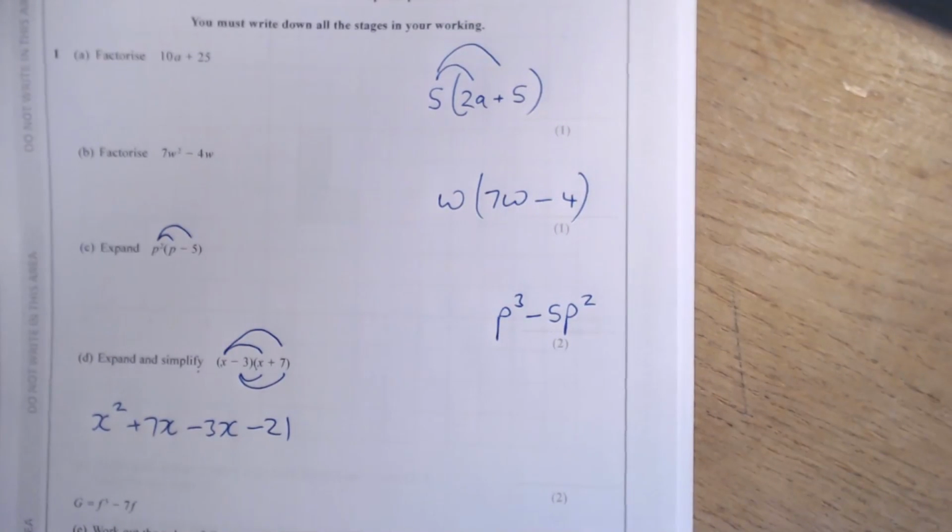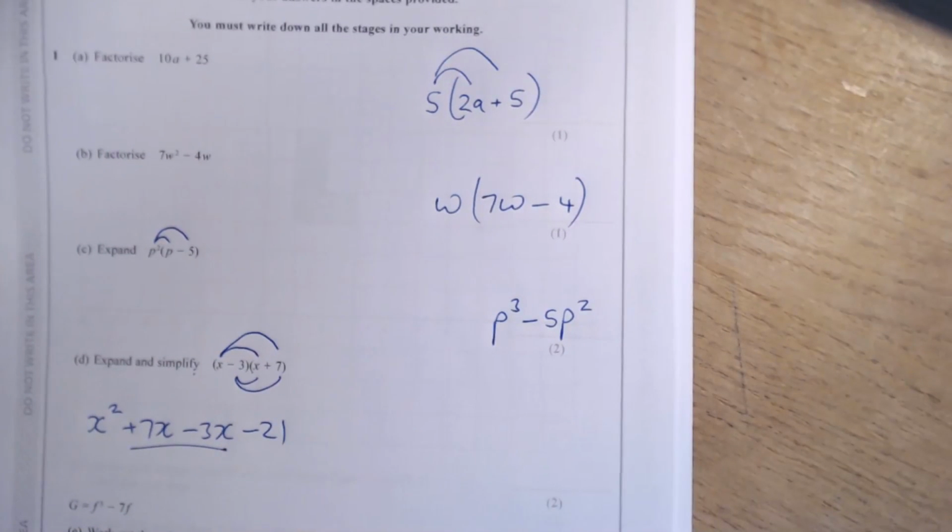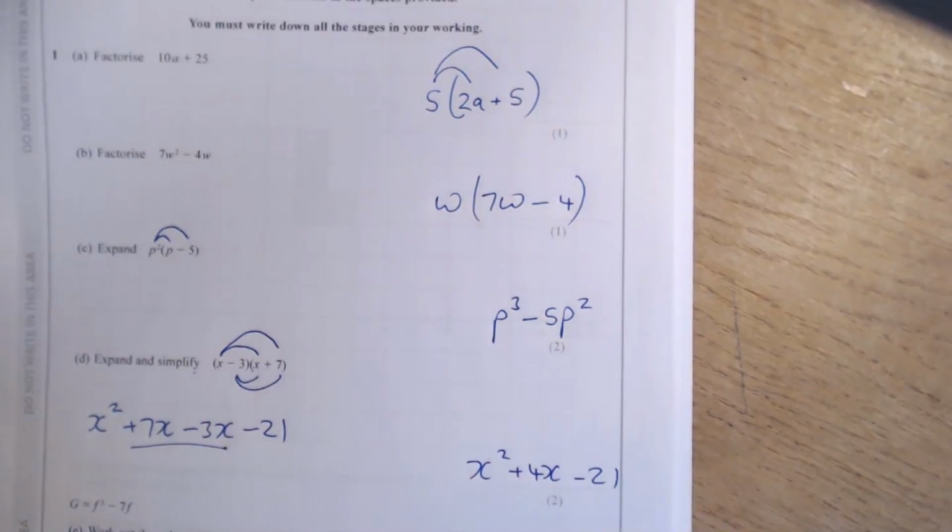And now we have to simplify. So we gather up the like terms. We gather up the x's. So we get x squared plus 4x minus 21. Now for part E.